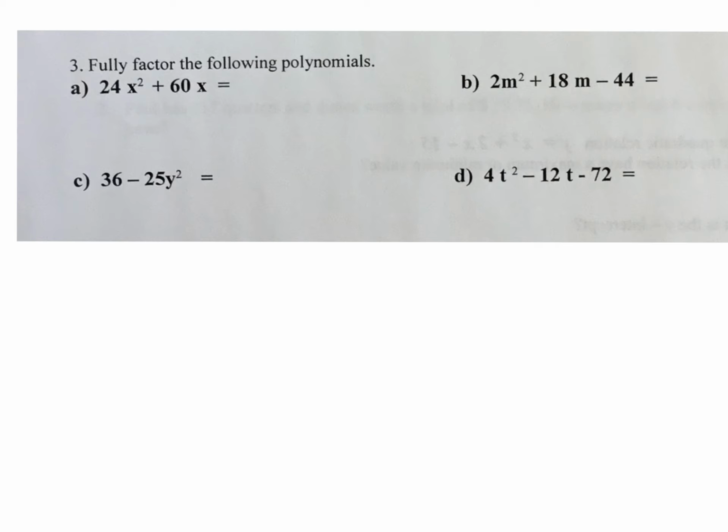What do you remember about factoring? So you always want to first check to see if there is a greatest common factor. Always check to see if they have a greatest common factor. Can 24x squared and 60x be divisible by the same number? Do they have a common factor? What number can go into 24 and 60 evenly?